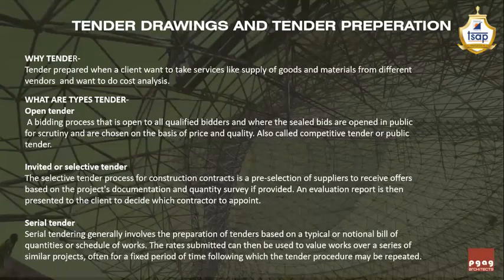So what are the different types of tenders? Tenders are mainly of three types: open tender, invited or selective tender, and serial tender. In open tender, the bidding process is open to all the qualified bidders, and all sealed bids are invited.